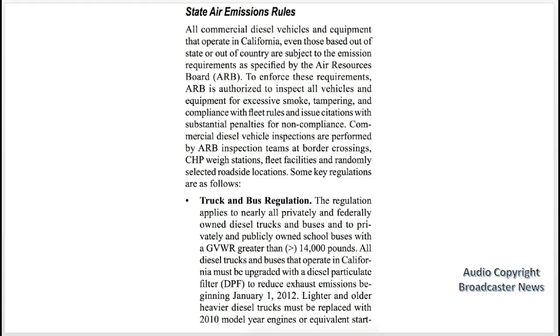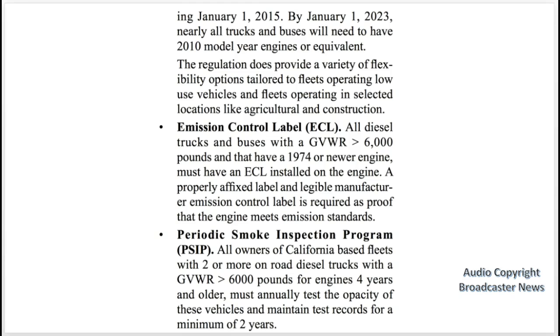Lighter and older heavy diesel trucks must be replaced with 2010 model year engines or equivalent starting January 1, 2015. And by January 1, 2023, nearly all trucks and buses will need to have 2010 model year engines or equivalent. The regulation does provide a variety of flexibility options tailored to fleets operating low-use vehicles and fleets operating in selected locations like agriculture and construction.